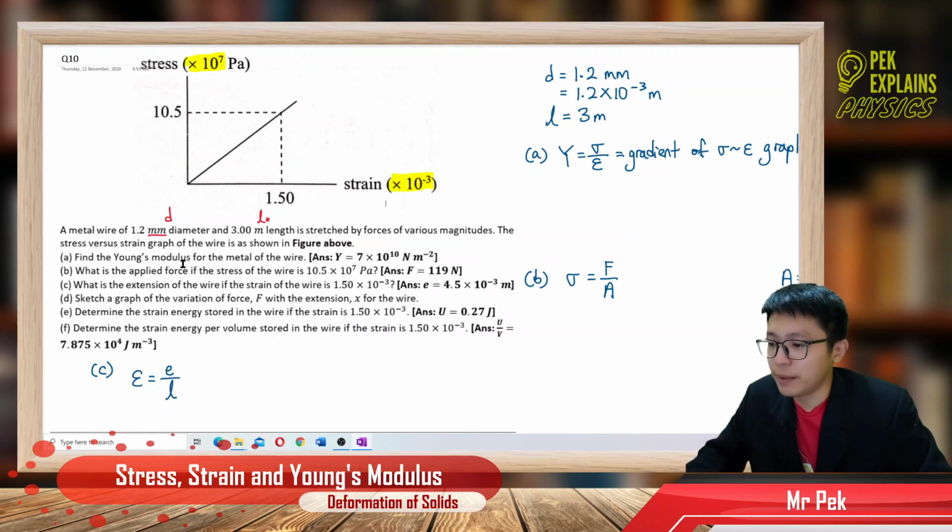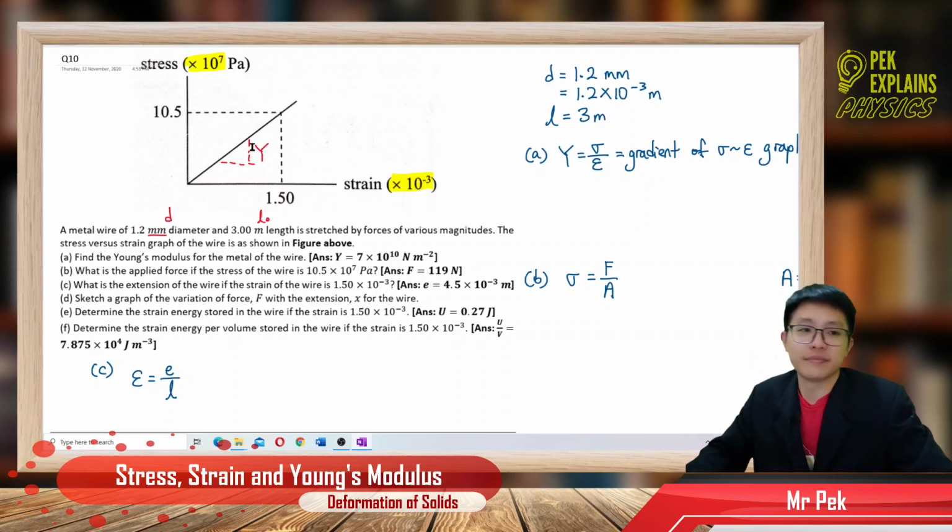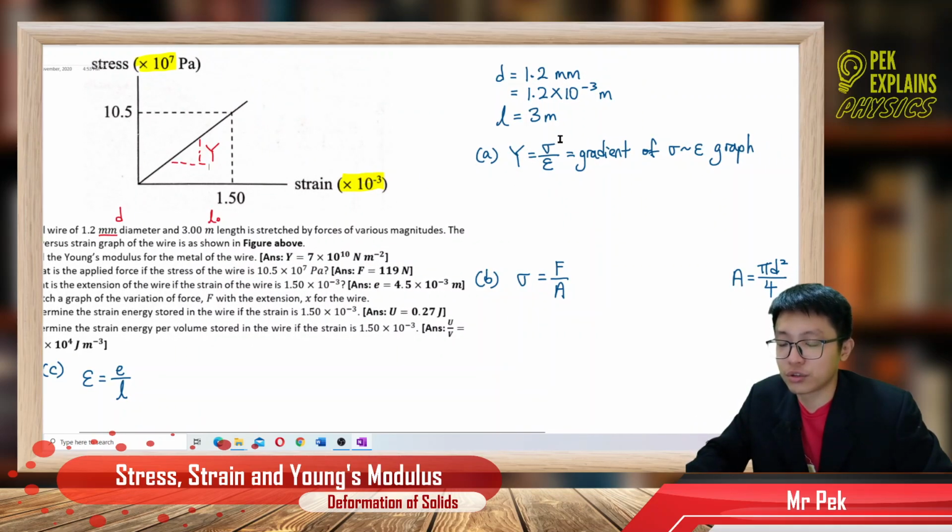Now I want to find the Young modulus for the metal. So I have a stress-strain graph. The Young modulus is actually the gradient of the graph. The gradient of the stress-strain graph is the Young modulus. Young modulus is stress over strain, which is the gradient of the stress-strain graph. So just find the gradient and you get the Young modulus.